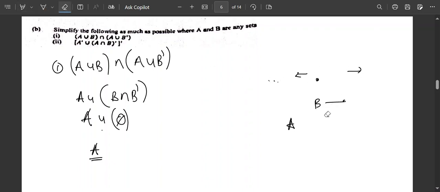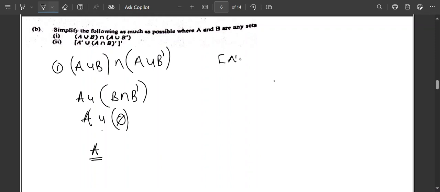So let's go to another one. Okay, we solve also this one. So how do we do this one? We have brackets there: A complement union, open bracket A, then intersection B, then complement there, then complement that.